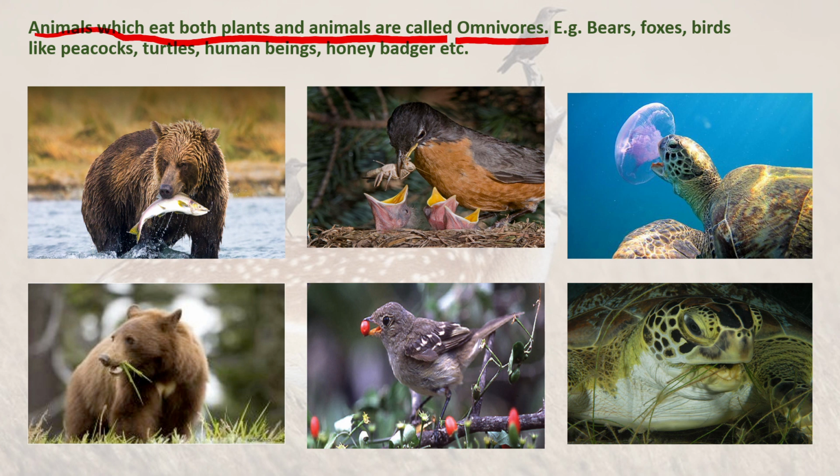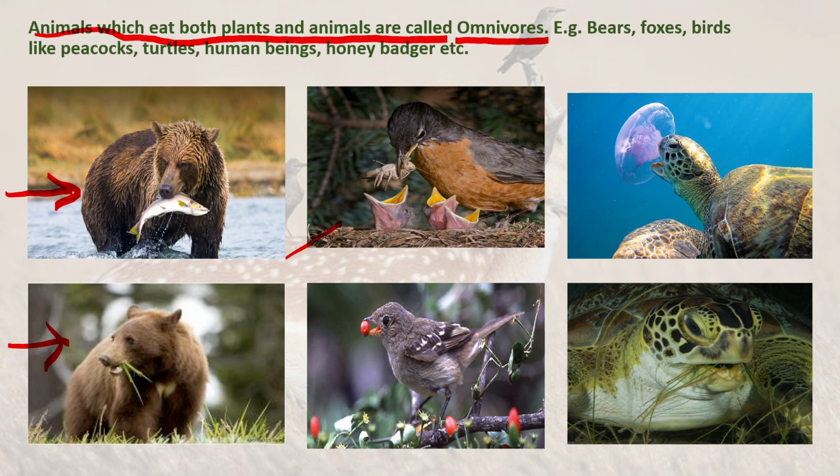Bear. Yes, you can see here a bear is hunting for a fish. And a bear can also eat food from plants, like tender grass shoots, or some berries from some shrubs, or some fruit from a tree. So bears eat both meat and food from plants.